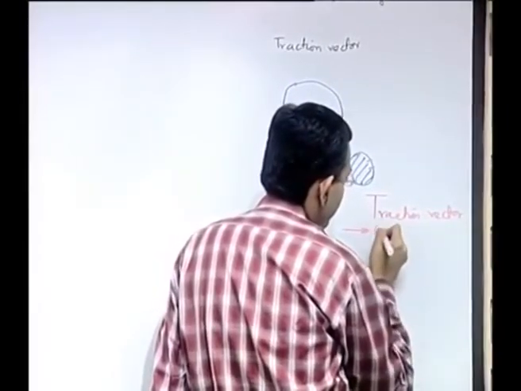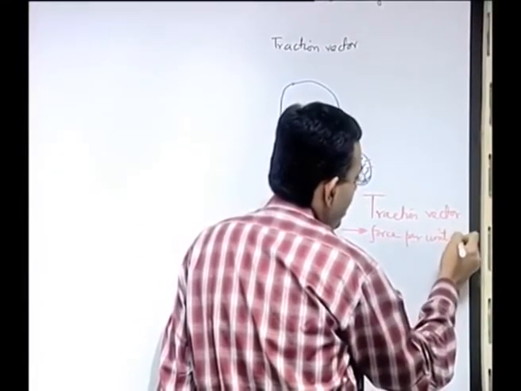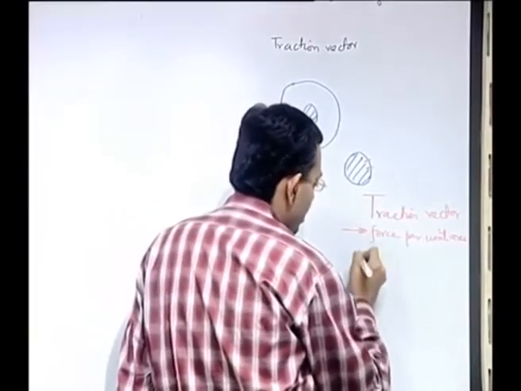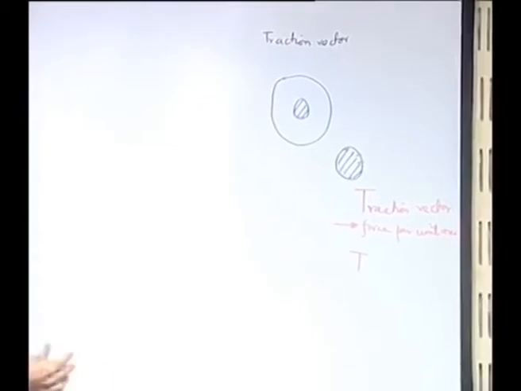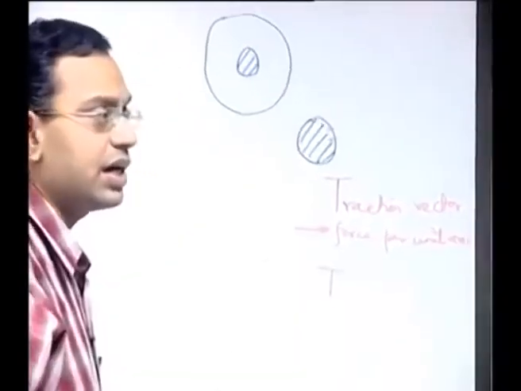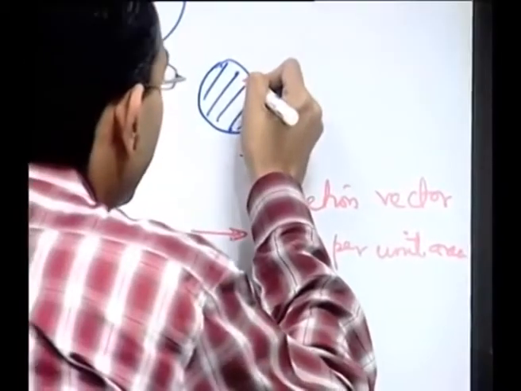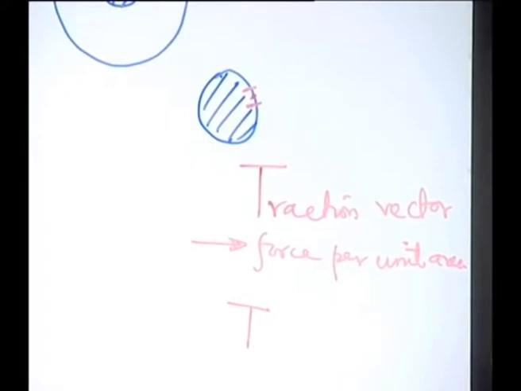This is force per unit area, and usually it has to be given certain additional features. Just mentioning the traction vector is not sufficient to prescribe it. Why? Because if you consider an area at a point, the force will not only depend on the magnitude of the area, but also on the orientation of the area.